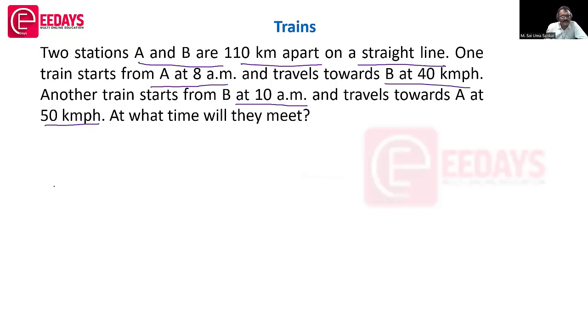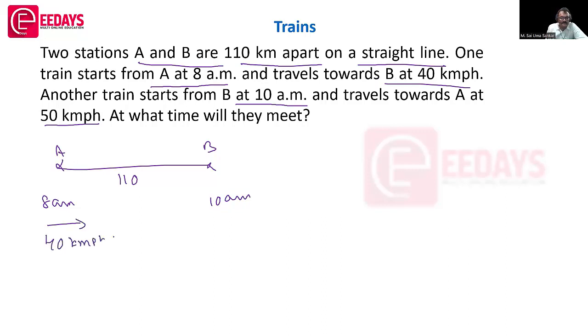Okay, children. This is A and this is B. What is the distance? 110 kilometers. A starts at 8 a.m. and B starts at 10 a.m. Here, A travels towards B at 40 kilometers per hour, and B travels at 50 kilometers per hour. Next, at what time will they meet?